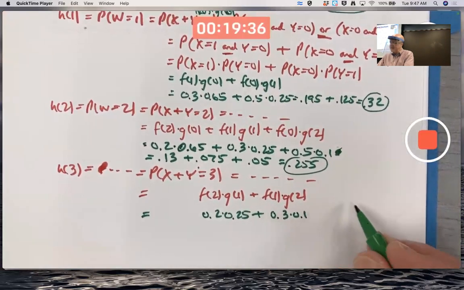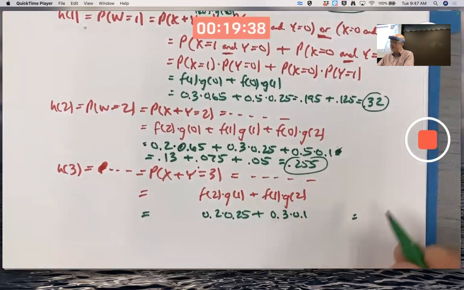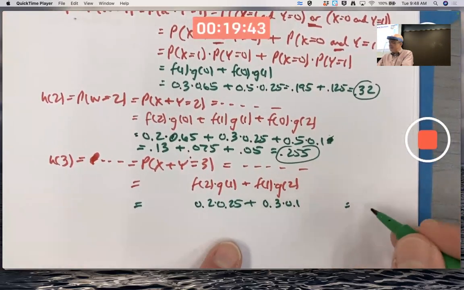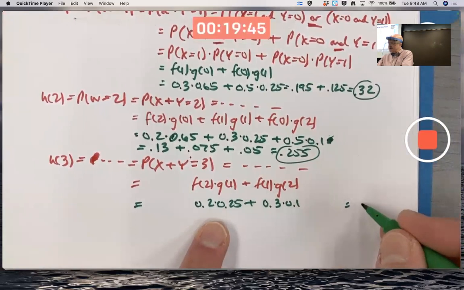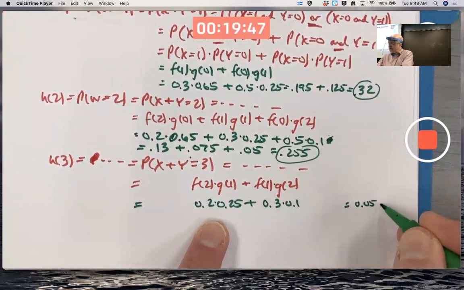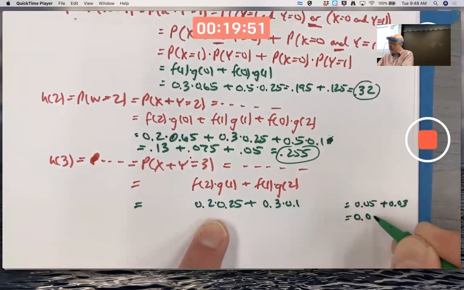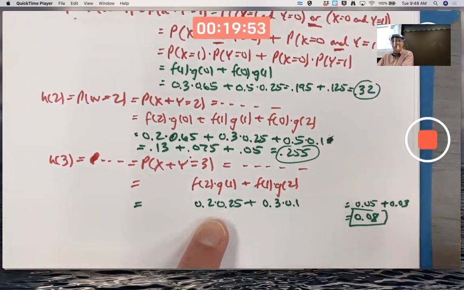Let's also leave a little space here. What's the final answer going to be? This is going to be 0.05 plus 0.03, 0.08, it looks like.